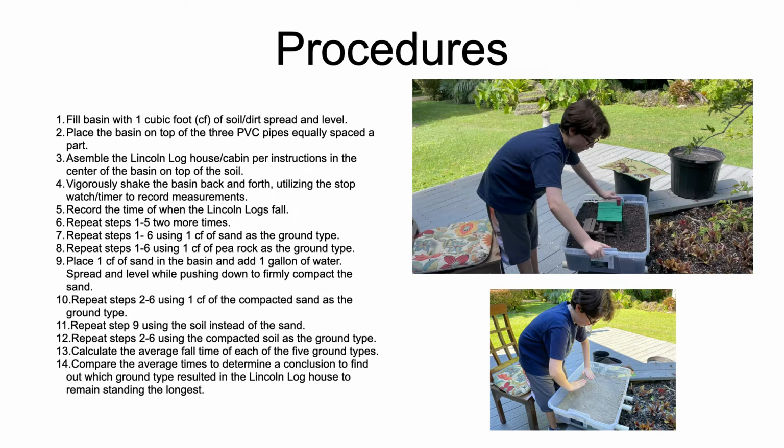For the compacted soil and compacted sand ground types, 1 gallon of water was added to the dry soil and sand, then pressed firmly. Once all 15 times were recorded, they were averaged to determine what was most successful in keeping the house remaining standing.